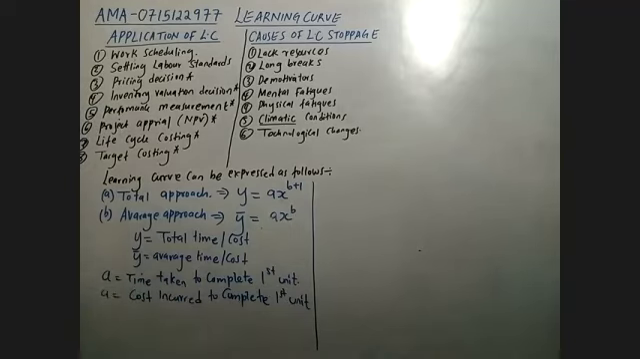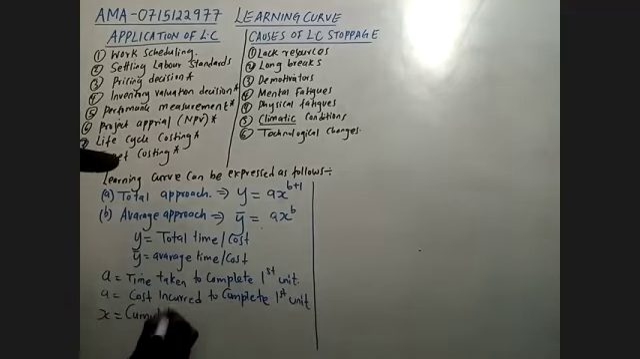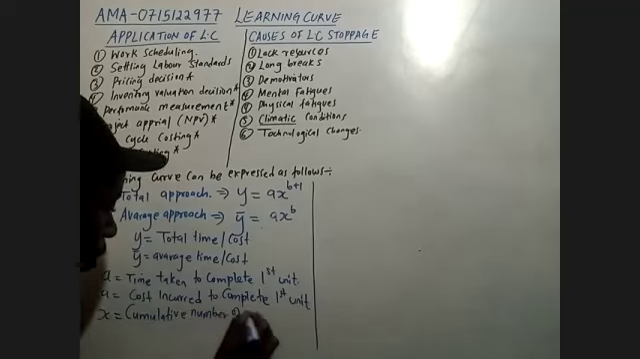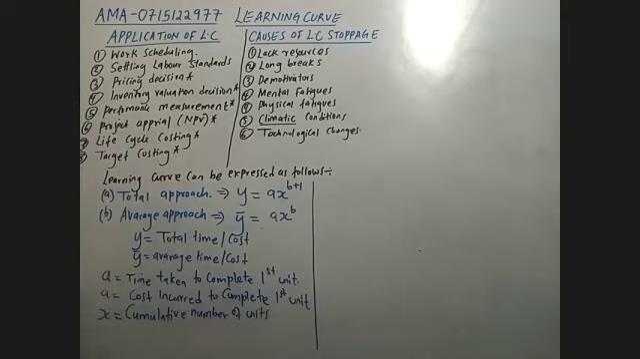Then we have x. You can say x is the cumulative number of units, or the cumulative production.